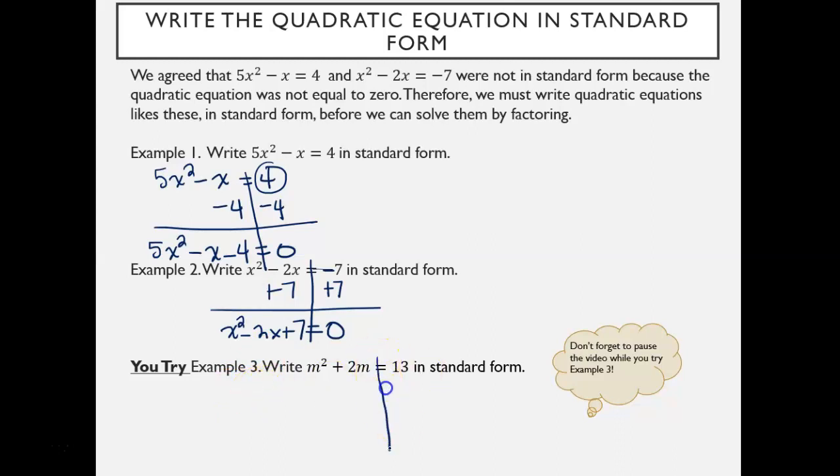Equal to 0, that's a positive 13, so we're going to make it equal to 0 by subtracting 13 from each side. So we have m squared plus 2m minus 13 equals 0. Nice job.